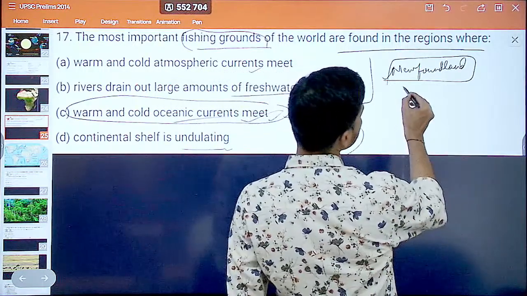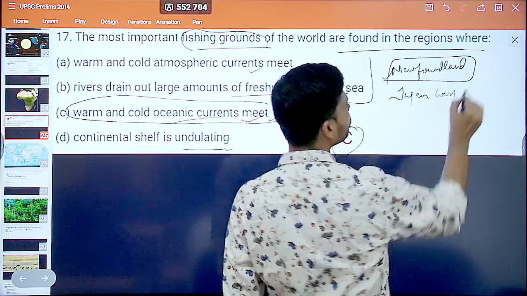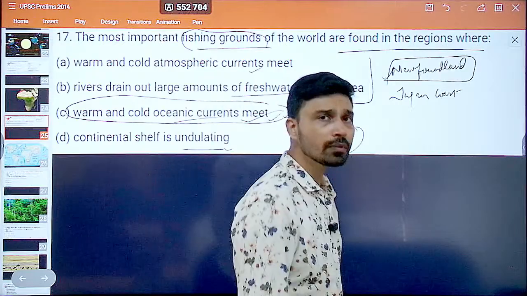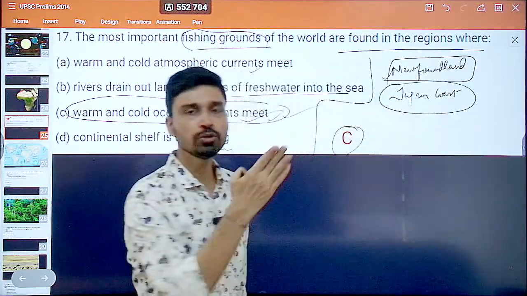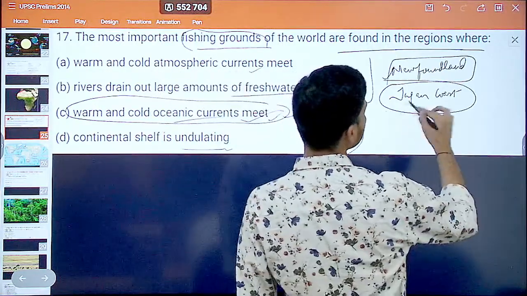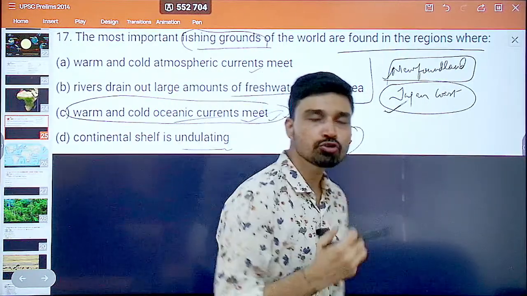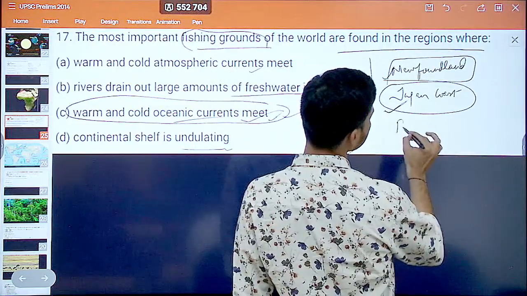Another example in Asia, if you look, is the coast of Japan. So, it is along the coast of Japan where you have meeting of the warm Kuroshio current coming from the south and the cold Oyashio current that is coming from the north. So, this again makes it a very fertile fishing ground. Similarly, along the coast of Argentina in South America, you have a place that is called Bahia Blanca.